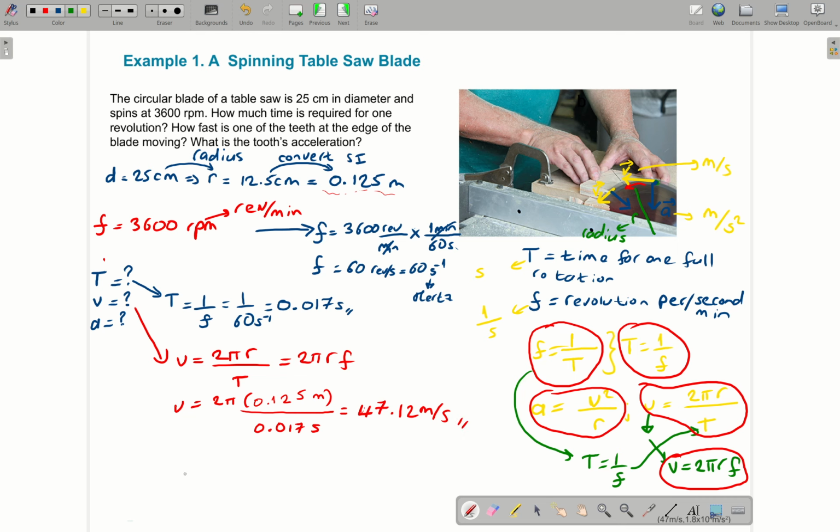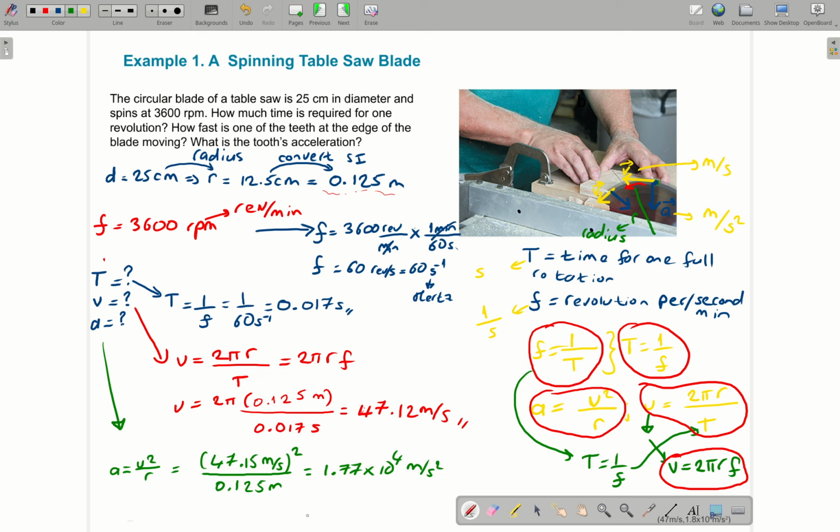Once I have my speed and I know my radius already, I can find my acceleration. It's v squared over r. So I'm going to input my v from here, 47.12 meters per second. I'm going to square that and divide it by r, 0.125 meters. And that should give me an acceleration of about 1.77 times 10 to the 4 meters per second squared.